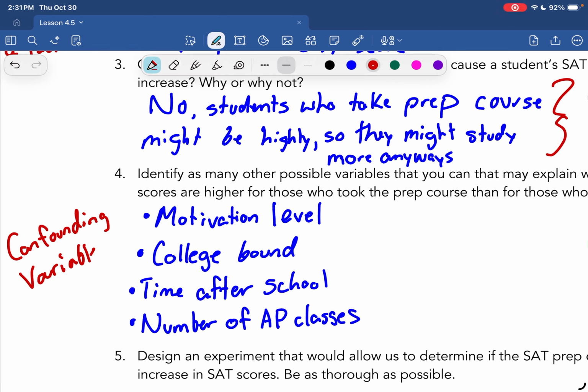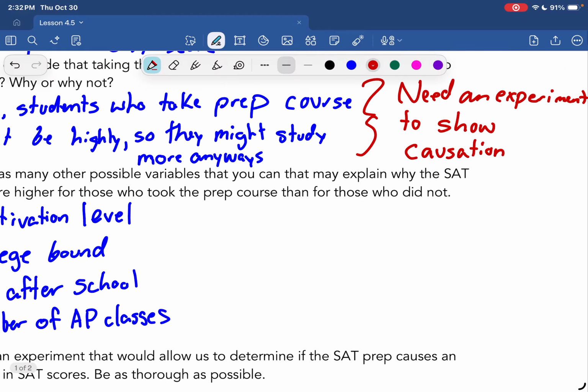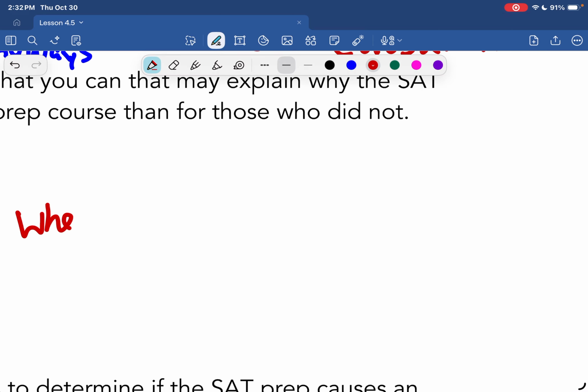And that idea is just that there's more than one thing behind this. Right now, with just how our setup is with our observational study, there's a lot of things that could be. It's not just the prep course. We don't know for sure. We haven't shown that there is a cause from the prep course taking it to your SAT score increasing. And I just want to sum that up here with a little roadmap.